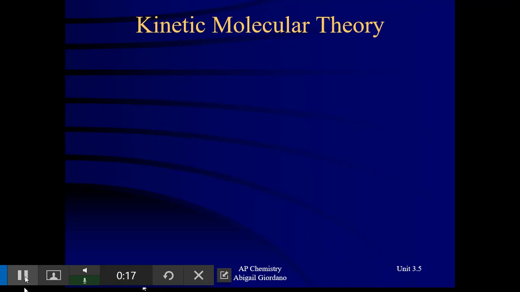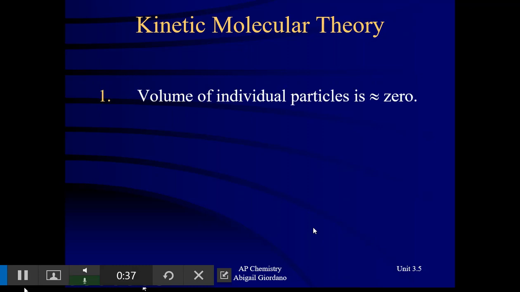Hello, everybody. Welcome back. Today we're going to be looking at Unit 3.5, which is on the kinetic molecular theory of gases. So let's get started. The kinetic molecular theory gives some characteristics to what makes a gas ideal, and it also talks about some characteristics of gases. So let's look at it.